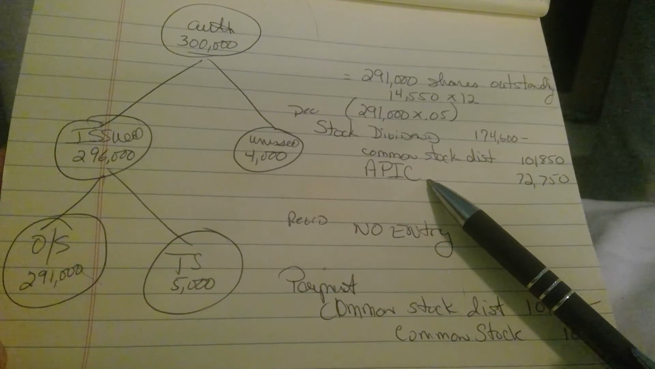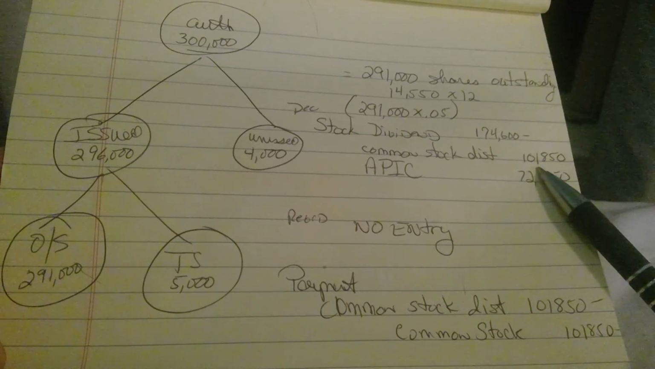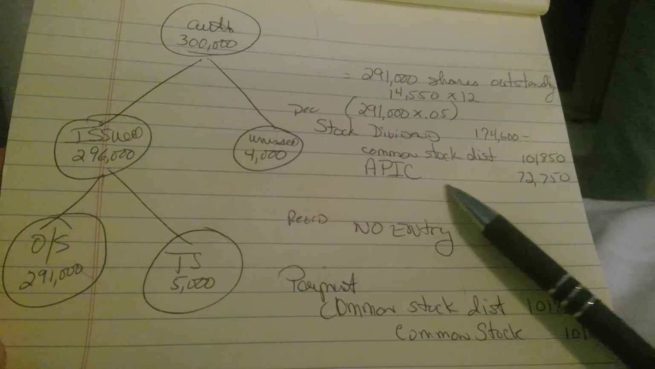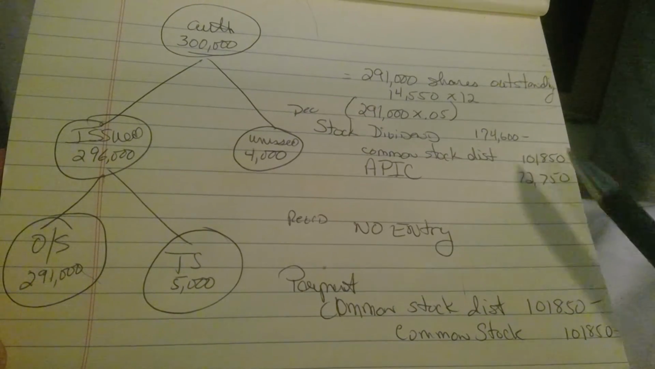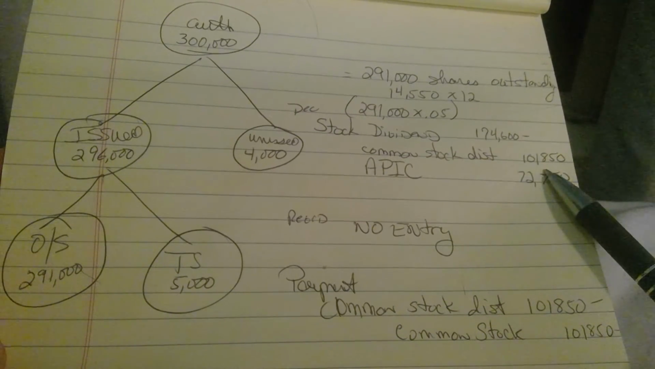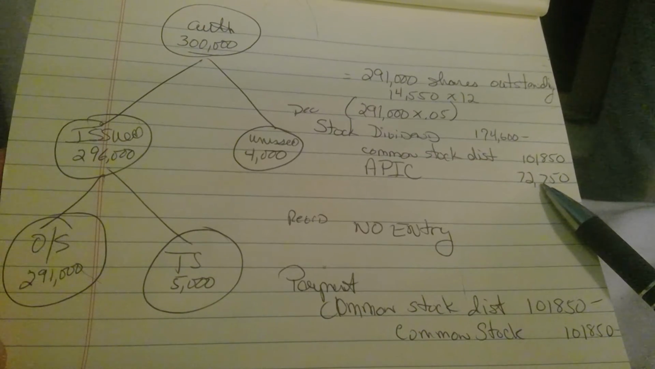The last part to the declaration date is your additional paid-in capital account. And it says right on your slide to just subtract the two. Find the difference, which makes the difference in this question $72,750. Simply subtracting these two numbers and you will get that one.